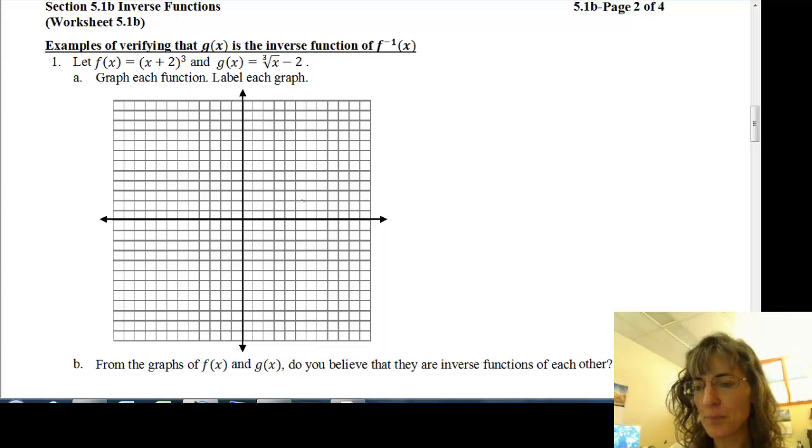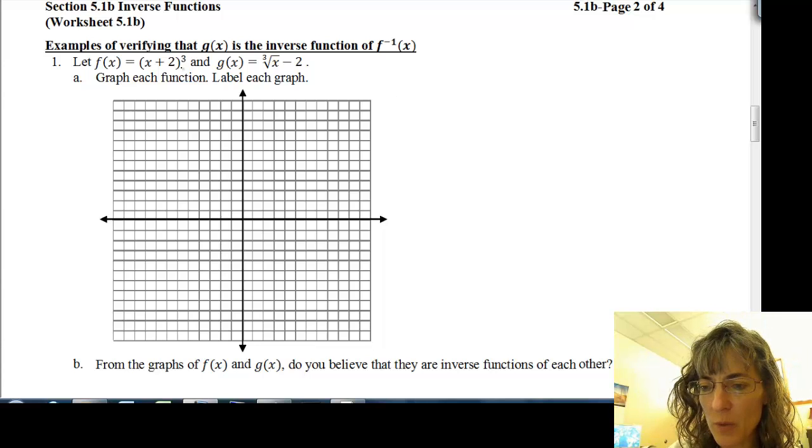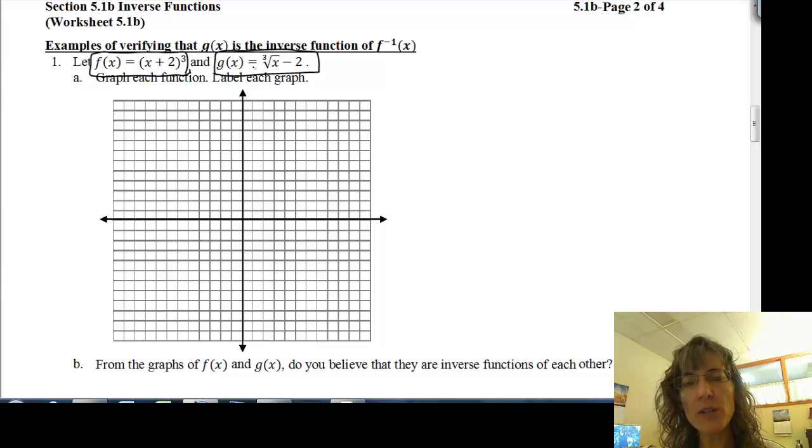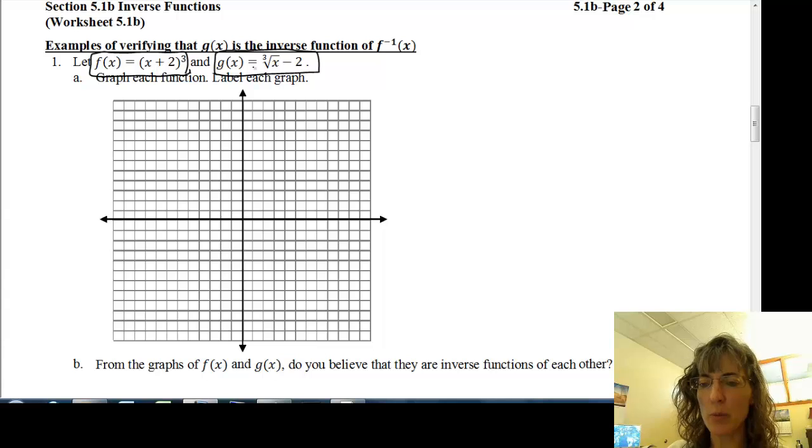Okay, the first thing I want to do is graph this f of x, and then I also want to graph g of x. So go ahead and pause the video and do that yourself, and then compare to what I'm coming up with.